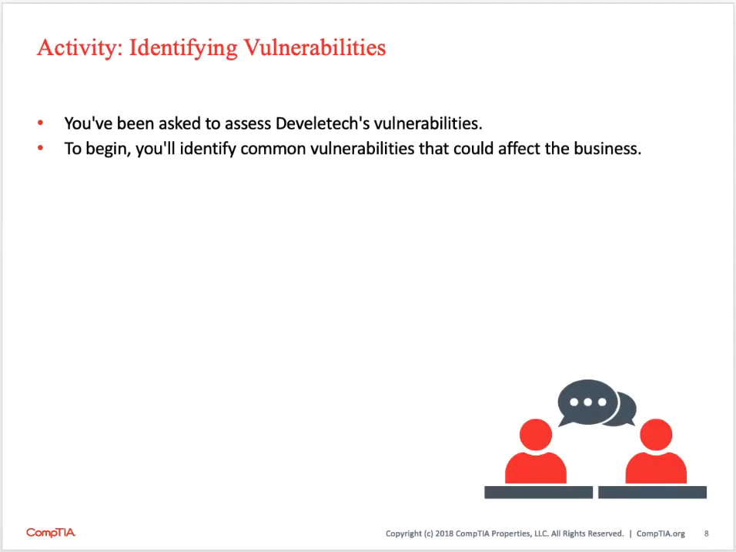So our first activity is going to be identifying vulnerabilities. You have been asked to assess Developtek's vulnerabilities. To begin, you are going to identify common vulnerabilities that could affect the business. In this scenario, we are going to answer a few quiz-based questions, a couple essay-based questions, and move forward to the next slide.